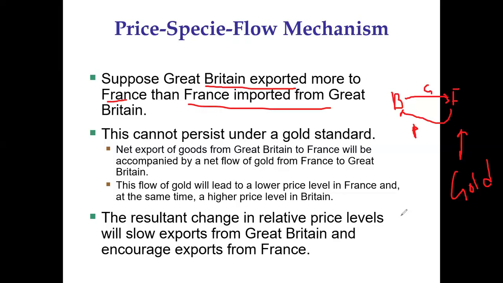And this way, the export for Britain will be slow because their price increases, and imports for France will have a cross leading effect. Whereas because the price of the French currency has declined, they have the benefit of cheap commodities and they can buy more and more things. So this is called the price specie flow mechanism.